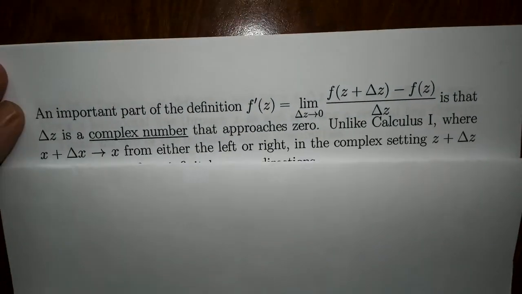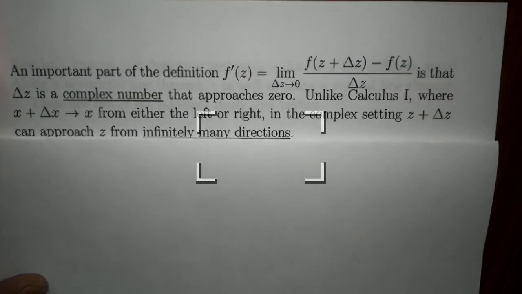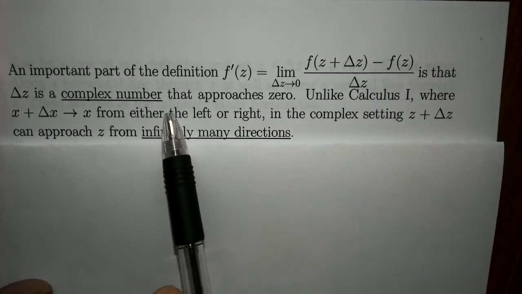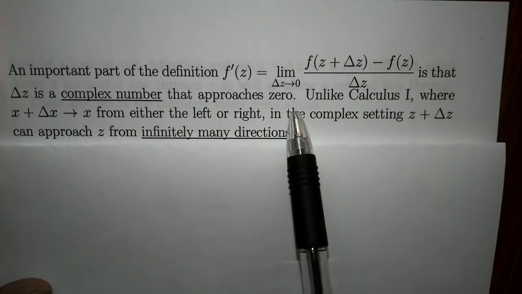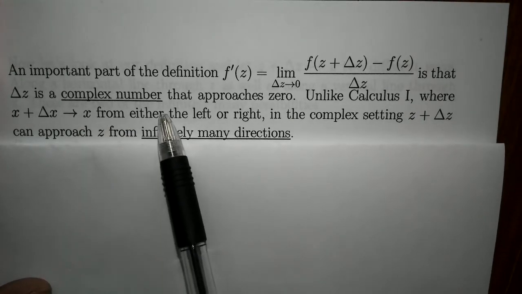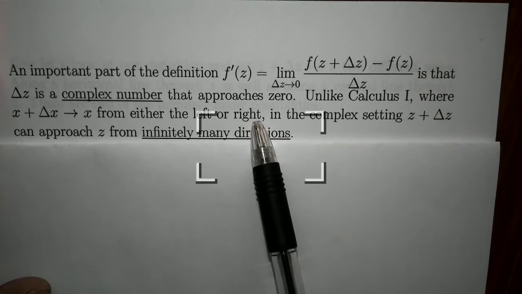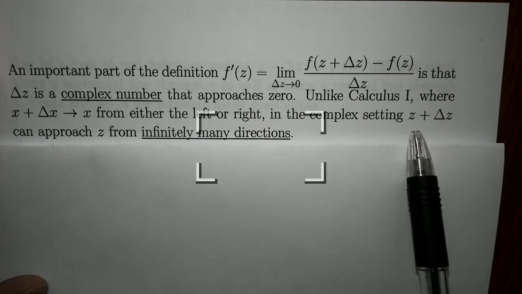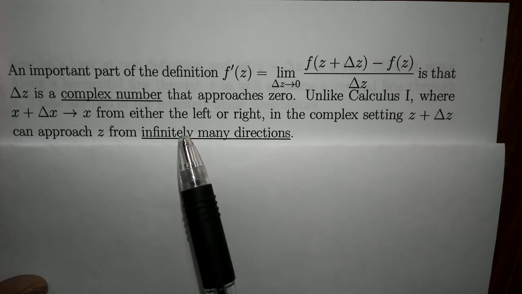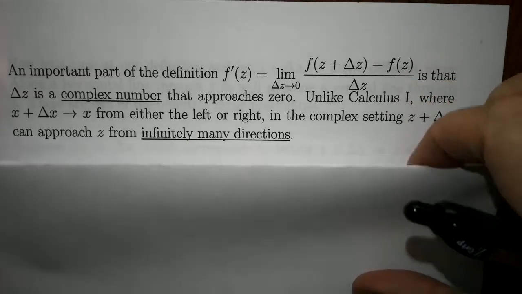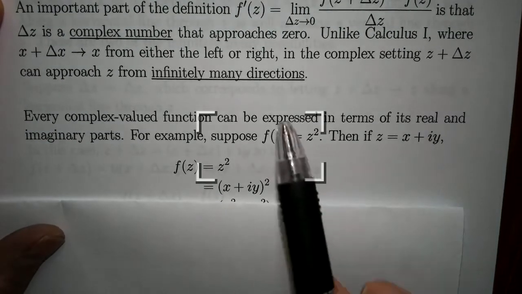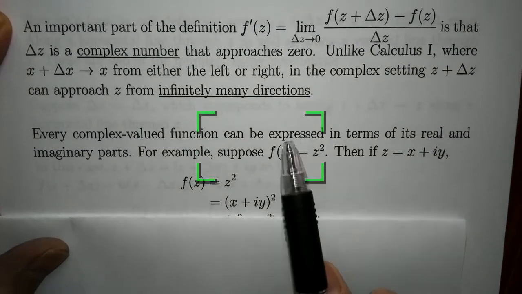Now, an important part of this definition is that delta Z goes to 0. It's any complex number that approaches 0. In Calculus 1, where x plus delta x goes from either the left or the right, that's all we have to consider. But in the complex setting, z plus delta z can approach from infinitely many directions. We're going to take a look at that implication in just a moment.